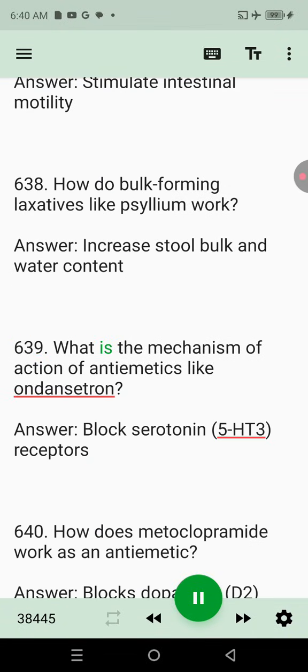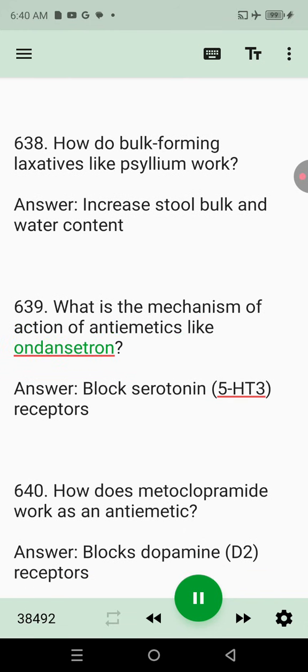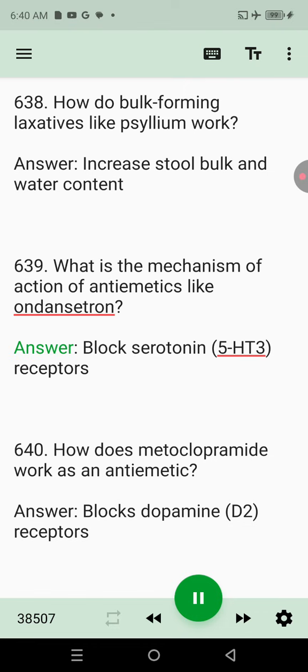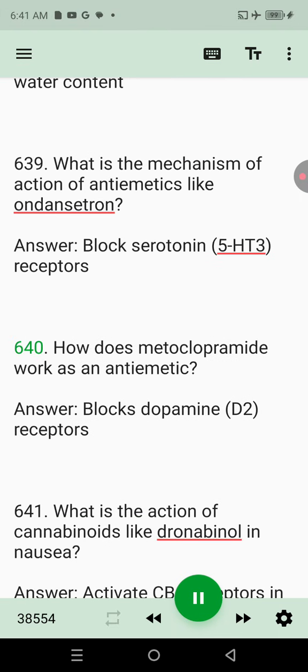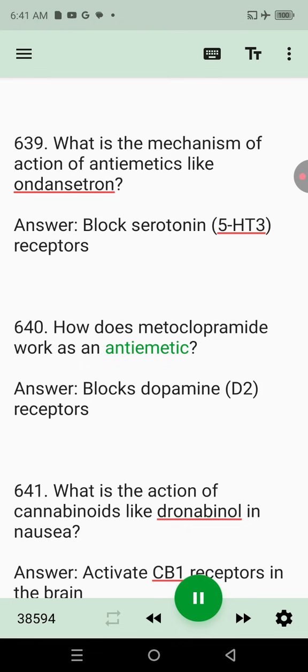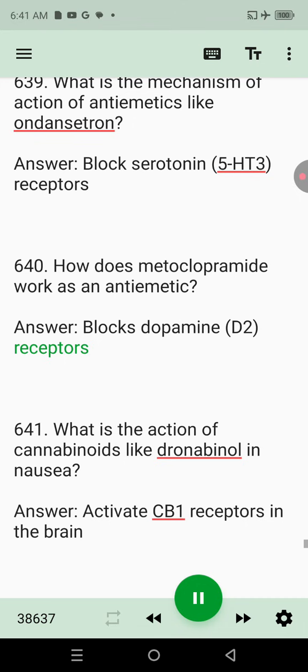639. What is the mechanism of action of antiemetics like ondansetron? Answer. Block serotonin 5-HT3 receptors. 640. How does metoclopramide work as an antiemetic? Answer. Blocks dopamine D2 receptors.